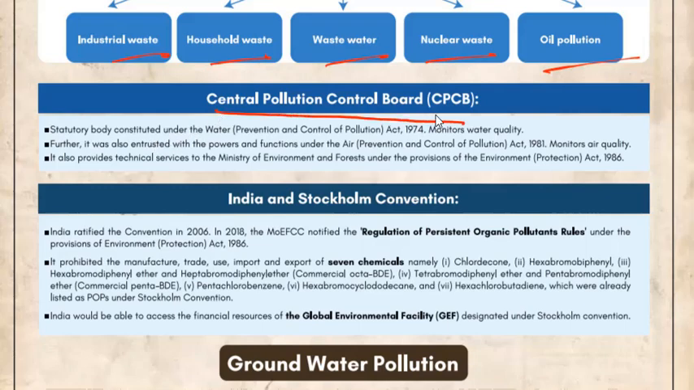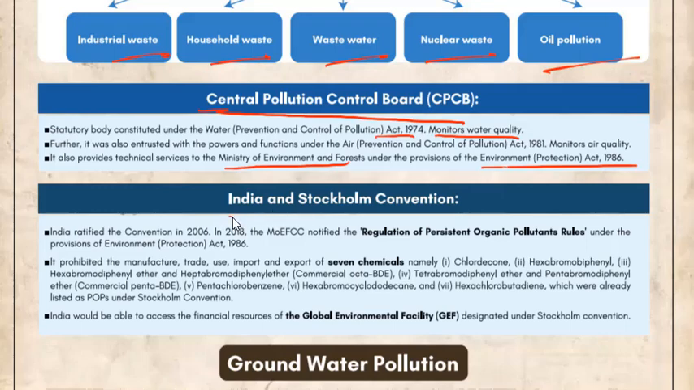Central Pollution Control Board, a statutory body constituted under the Water Prevention and Control of Pollution Act 1974, monitors water quality. Means water quality is also seen by this Central Pollution Control Board. Further, it was entrusted with the powers and the functions under the Air Prevention and Control Pollution Act 1981, monitors air quality. It also provides technical services to the MOEF-CC under the provisions of an EPA, that is 1986.